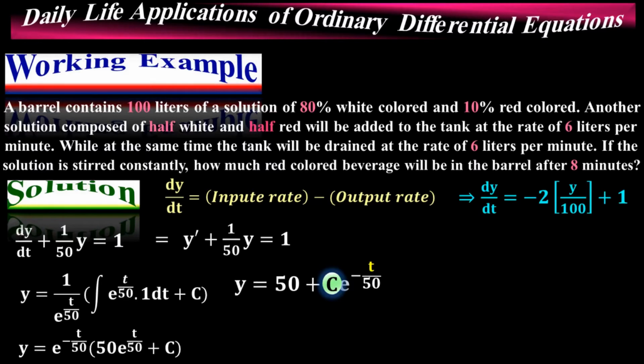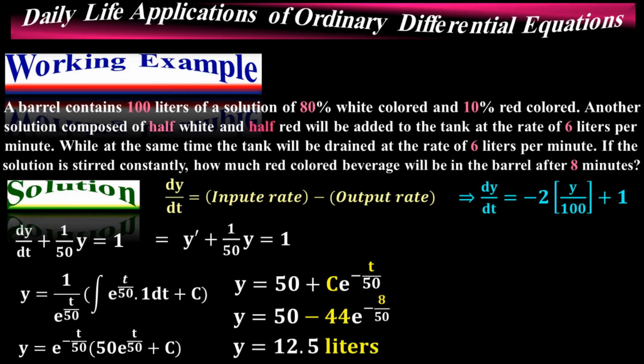Now my task is to find how much red colored beverage will be in the barrel after 8 minutes. So just put the value of t equals 8 minutes here. So my equation is y equals 50 minus 44 times e to the minus 8 over 50. My timing t is 8 minutes. Minus 44 is the value of constant c. Solve the equation to get 12.5 liters. So 12.5 liters of red colored beverage will be in the barrel after 8 minutes.